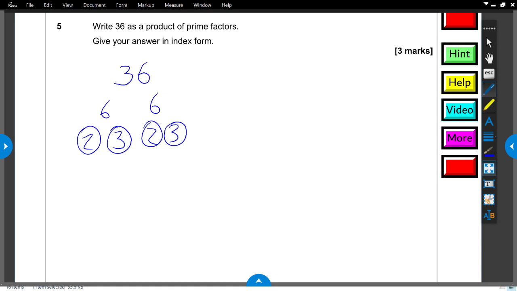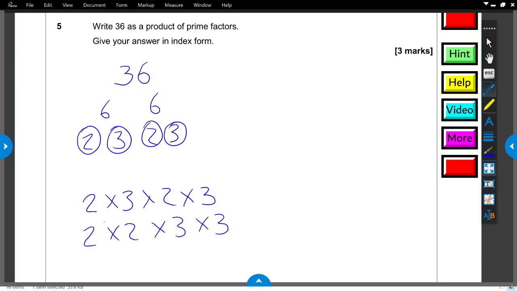So if I want to write this as prime factors, I could write it as 2 times 3 times 2 times 3. Let's do a bit of rearranging and collect together the 2s and the 3s. And then we could put them in index form. So instead of 2 times 2, we can have 2 squared, and we can have 3 squared instead of 3 times 3. Let's just check this works. So 2 squared is equal to 4. 3 squared, that's equal to 9. And if we do 4 times 9, that does give us 36. So that appears to work.